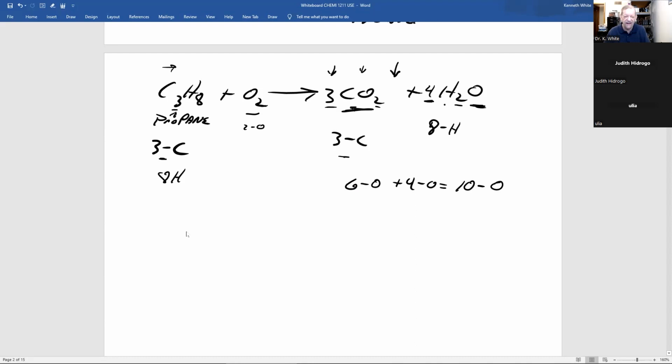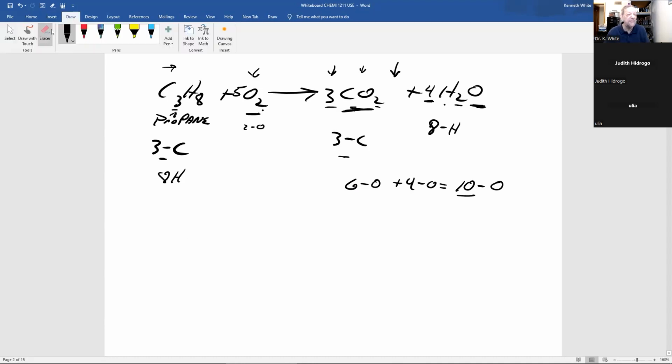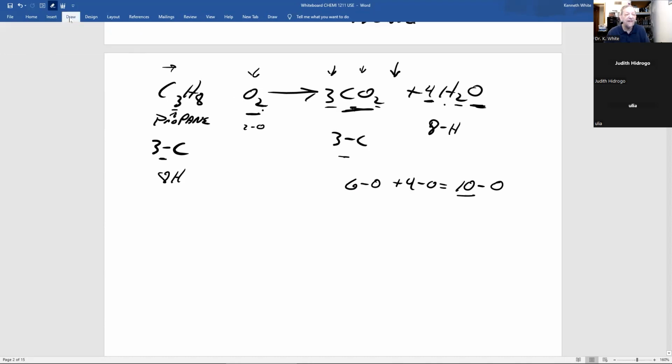How do I get to 10 on this side? Well, there are 2 oxygen atoms for each oxygen gas. 2 goes into 10 5 times. And now 2 times 5 is 10. So I now have 10 oxygen atoms. I put the dash there so you know it's not the number 100. And now let's see if I balanced it. On the reactant side, I have 3 carbon. On the product side, I have 3 carbon.